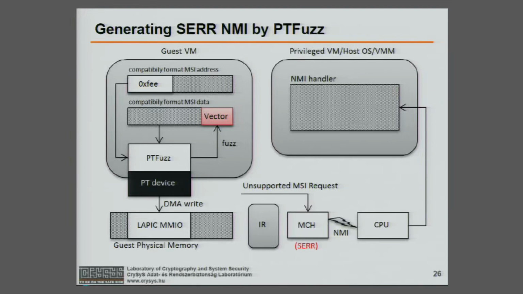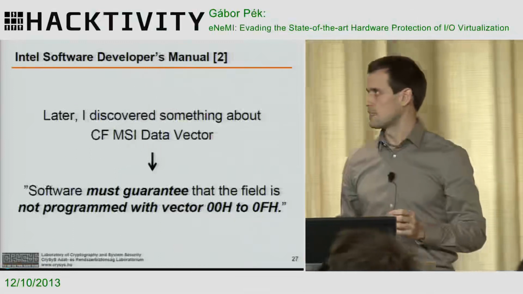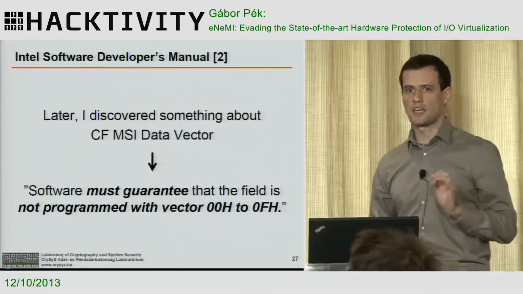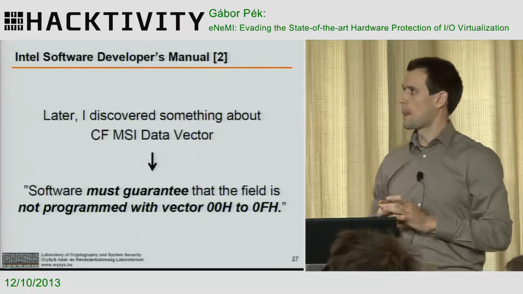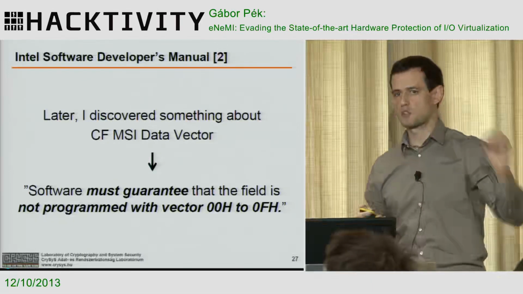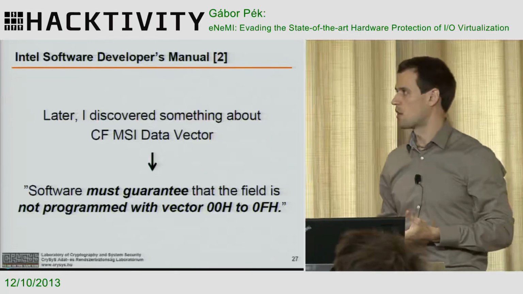So I will come back later here, but let's see. So what I know is that I can create a non-maskable interrupt from a VM via a pass-through device if I specify something malformed inside the payload.